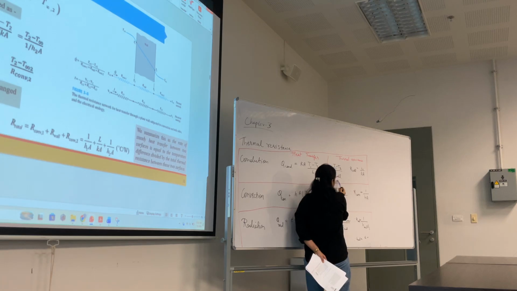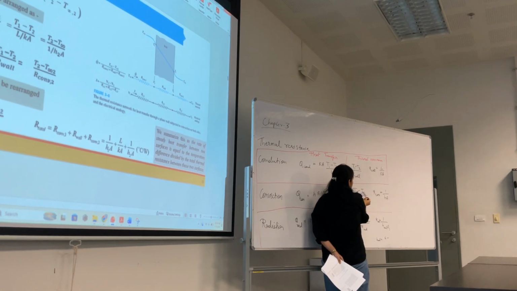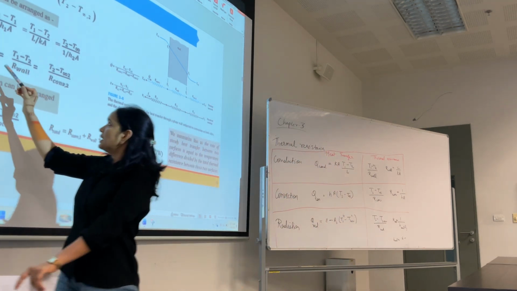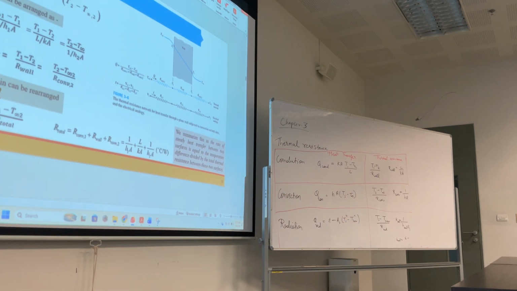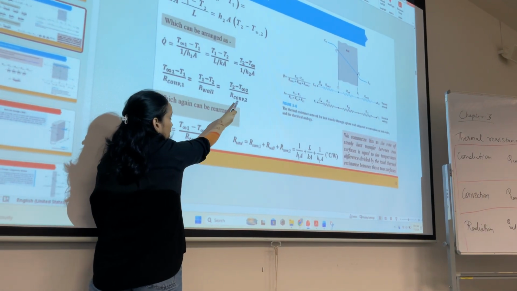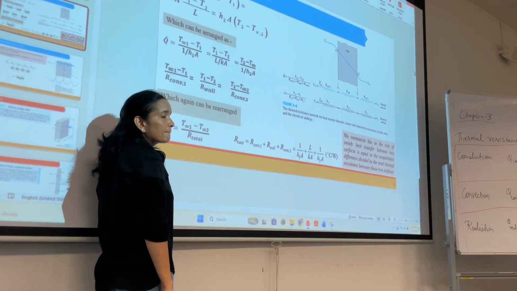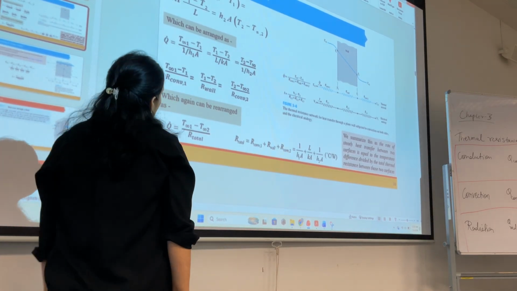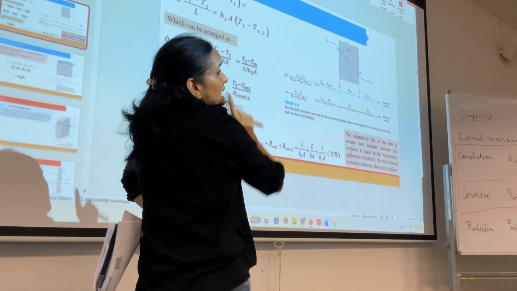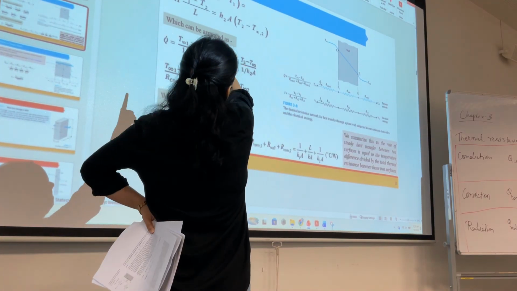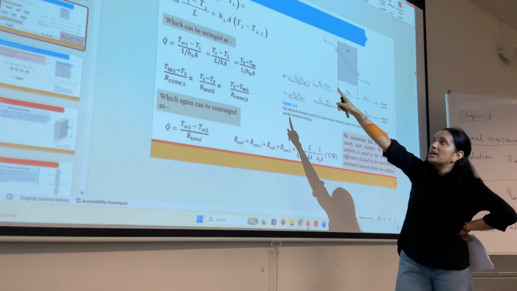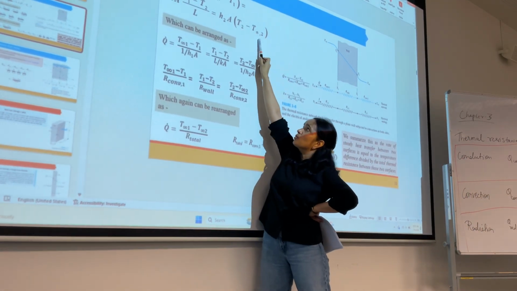So T1 minus T2 divided by R wall conduction, Ts minus T infinity divided by R convection. So T infinity 1 minus T1 divided by R convection, T1 to T2 R wall conduction, and this again convection. Understand what I'm doing? The first is heat transfer by convection, which is equal to heat transfer by conduction from T1 to T2, and again heat transfer by convection from T2 to T infinity 2.